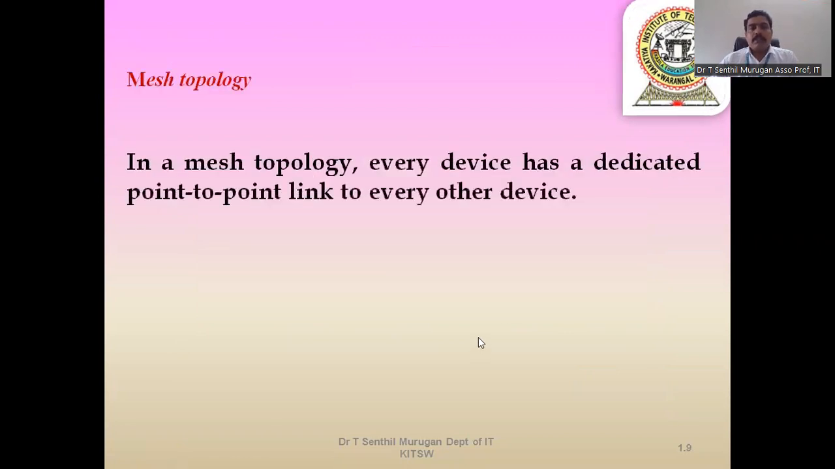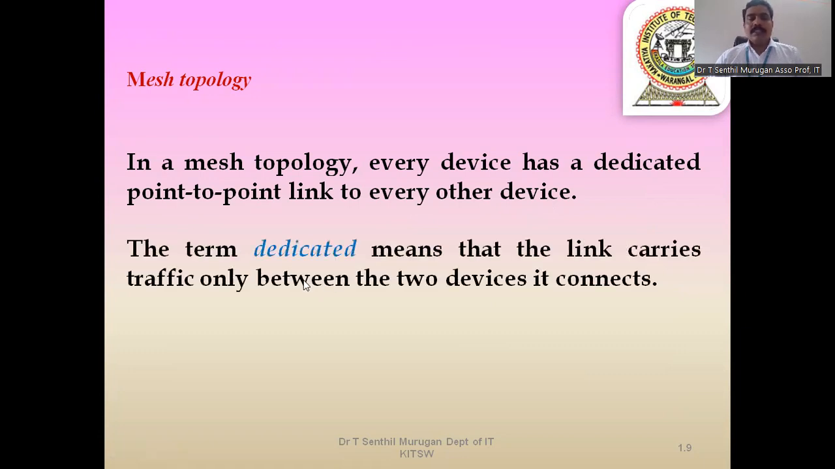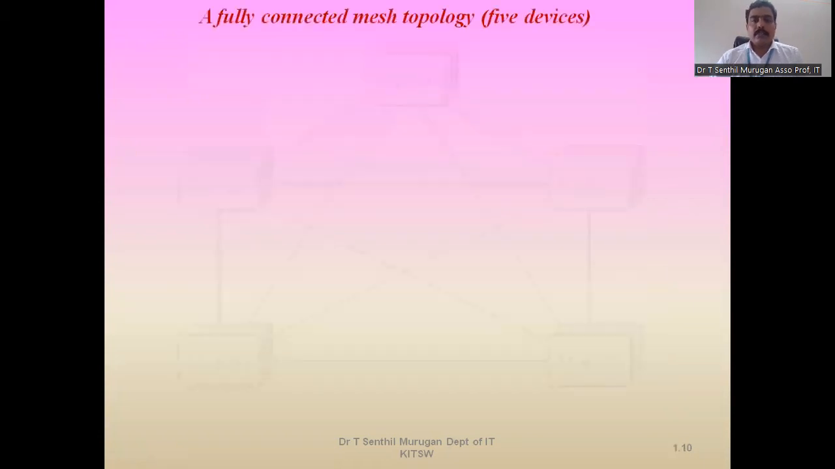What is mesh topology? Mesh topology means every device has a dedicated point-to-point link to every other device. What is dedicated? I already told: the particular link is only used by those devices which are connected in that link. No one shares that link. That is a dedicated link.